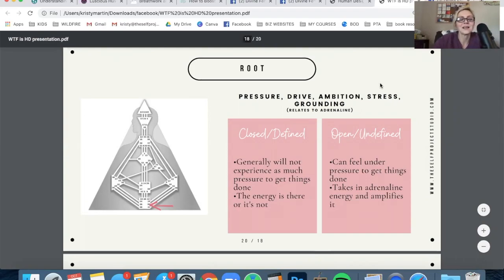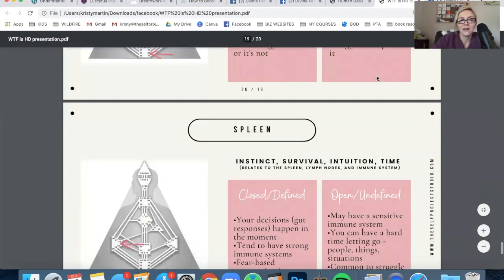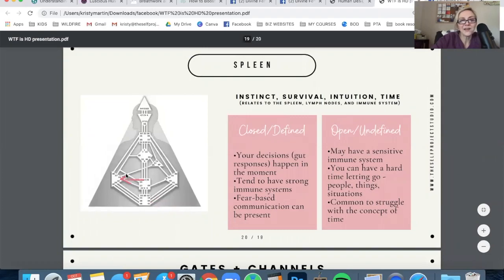And so I have to take a step back and realize, whoa, is this pressure that I really need to be reacting to right now? Or can I just let that pressure go? Then the spleen, it's the last guy over here on the left. He's our instinct, survival, intuition, and time. It relates to the spleen, the lymph nodes, and the immune system.